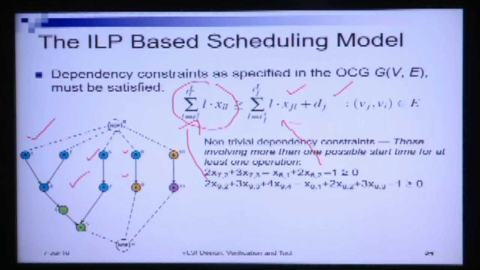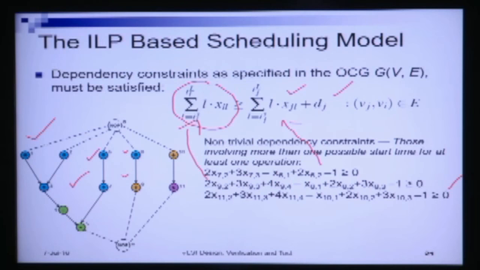So, similarly, we get other constraints. There is a constraint between operation 9 and operation 8. The start time of operation 9 is represented by 2 into x92 plus 3 into x93 plus 4 into x94. The start time of operation 8 is represented as x81 plus 2 into x82 plus 3 into x83. Again, the difference between the start times of operation 9 and operation 8 has to be at least 1 and is therefore represented by this constraint.